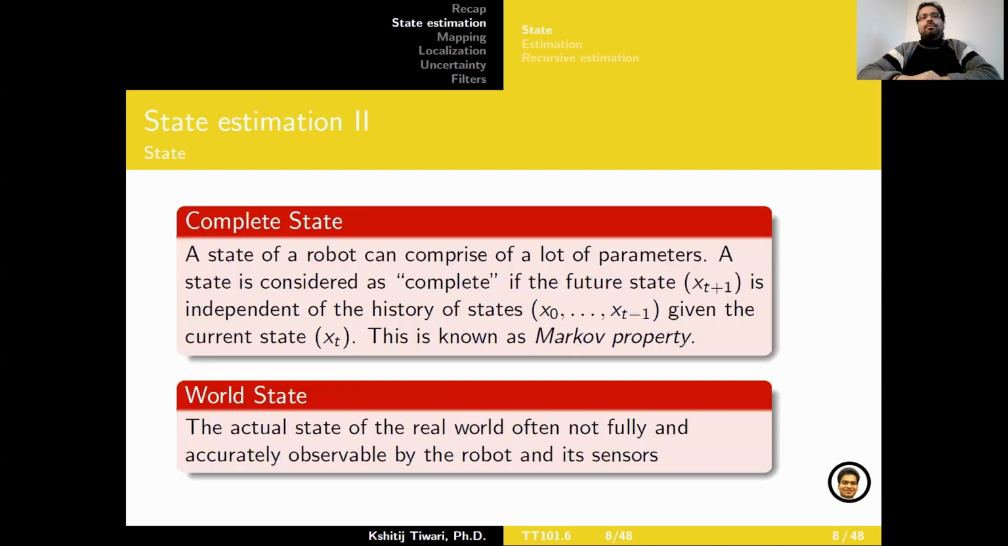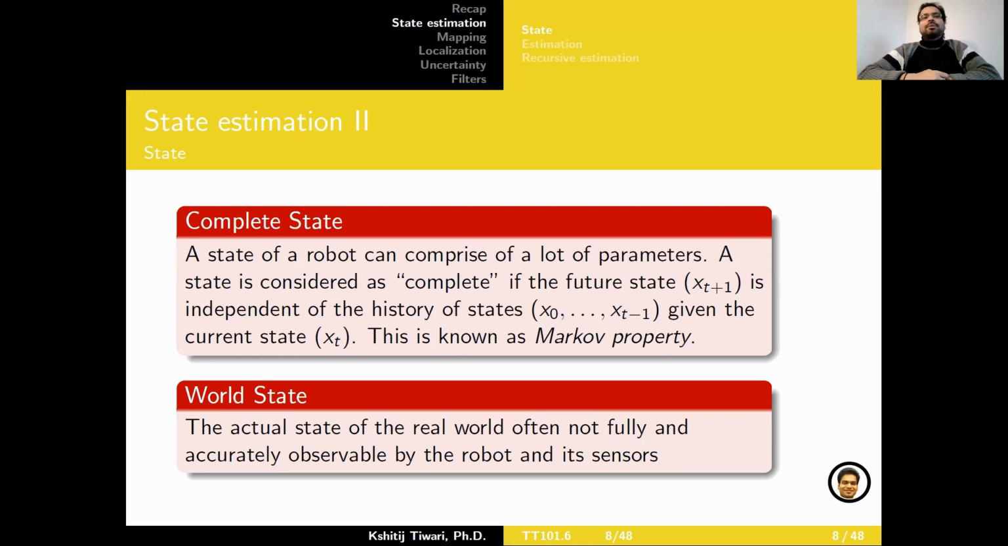And we will define a few terms here in terms of the state. So first of all, there is this thing called complete state. Now, a state of a robot can comprise a lot of parameters, as I just explained. Depending on context, the definition of what exactly is inside a state is changing.